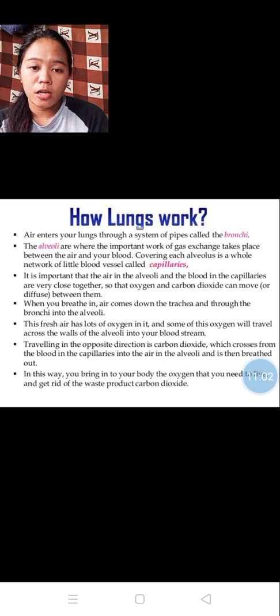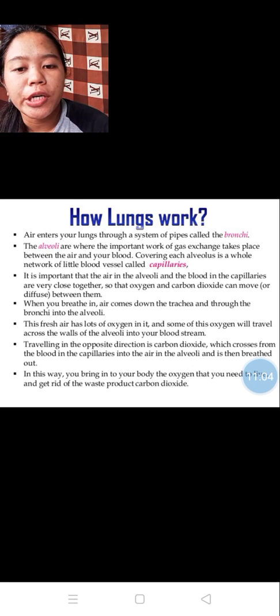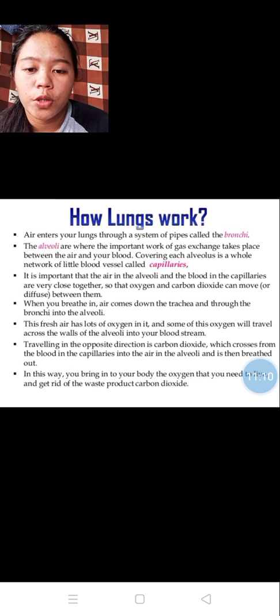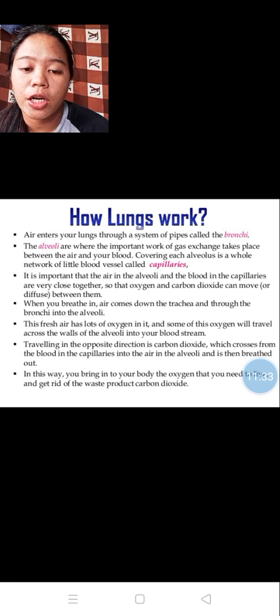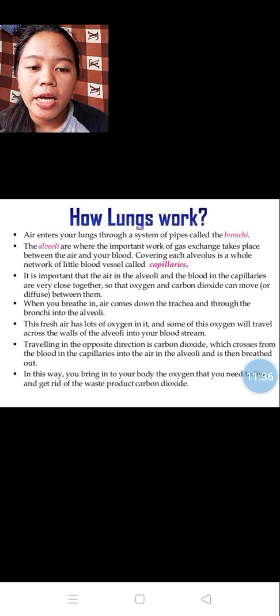So, how do the lungs work? Air enters your lungs through a system of pipes called the bronchi. The alveoli are where the important work of gas exchange takes place between the air and your blood. Covering each alveolus is a whole network of little blood vessels called capillaries. It is important that the air in the alveoli and the blood in the capillaries are very close together so that oxygen and carbon dioxide can diffuse between them.